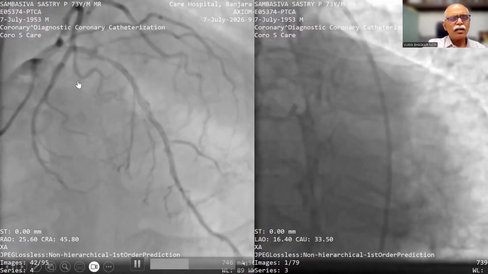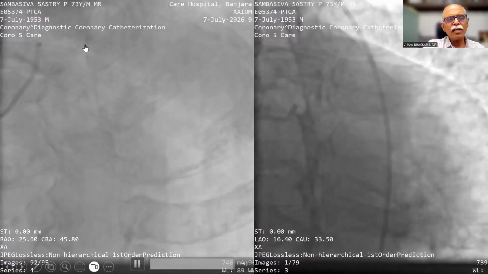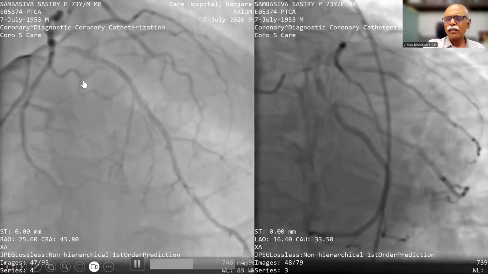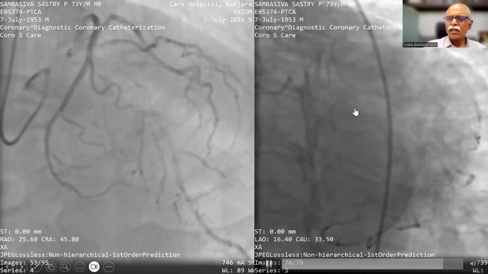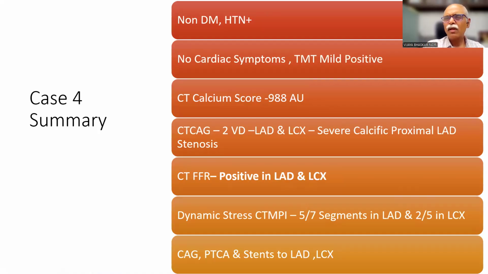Cath angio was done. It showed that there is significant stenosis in proximal LAD, like what we have shown in the CT angio. There is moderate to severe stenosis in proximal LCX. The patient underwent a stenting procedure and is doing well now. So case 4 summary: non-diabetic, non-hypertensive, TMT mild positive, calcium score 988, CTCAG 2 vessel disease, LAD and LCX, severe calcific proximal LAD stenosis, CTFFR positive in LAD and borderline in LCX, dynamic stress perfusion, 5 out of 7 segments in LAD territory and 2 out of 5 segments in LCX territory show ischemia. CAG was done and underwent PTCA and stents to LAD and LCX.